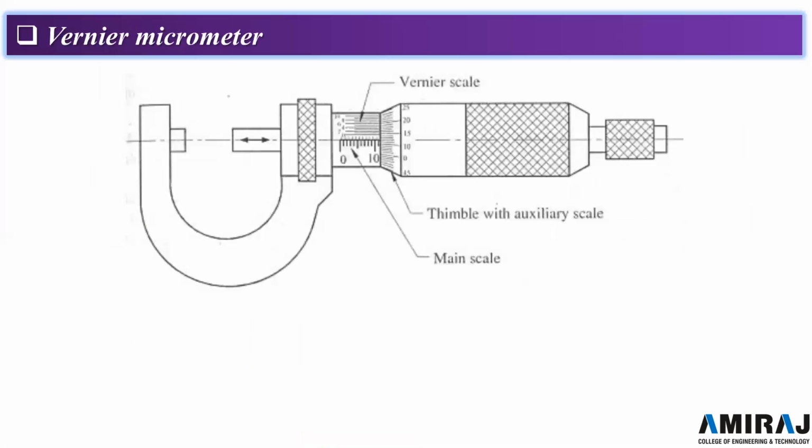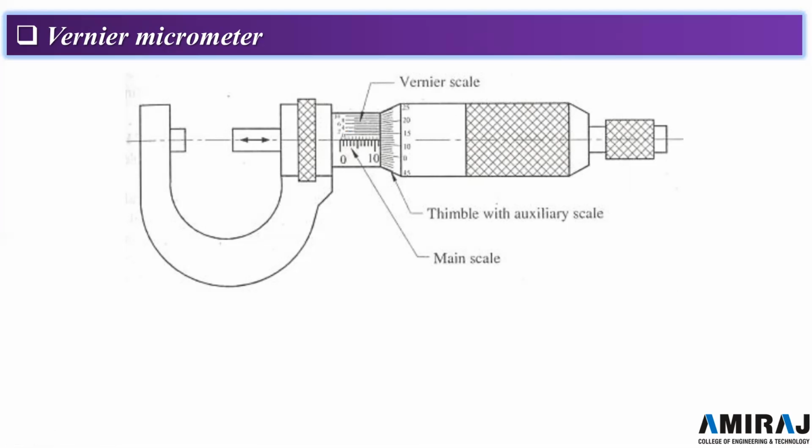Now next is vernier micrometer. So here you can see this is a simple vernier micrometer, or it is also an outside micrometer. But the specific thing over here is that in order to increase the accuracy, the vernier principle is also applied to the outside micrometer. Here you can see there is an extra vernier scale, as we have seen in the vernier caliper.